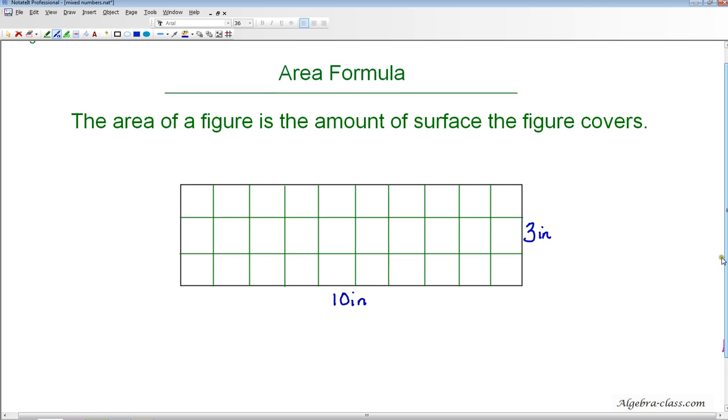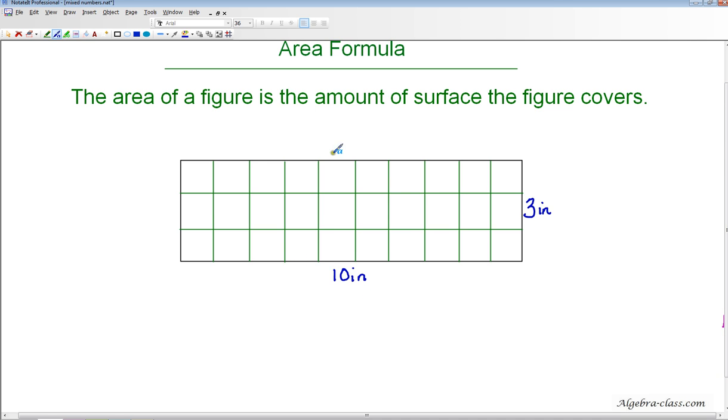Now, in order to find the area, we want to figure out how many squares total are on the inside of this rectangle. So we could count them, and if we counted them, we could count by 10. Since we have 10 going across, that'd be 10, 20, 30. And we know that our figure would cover 30 square inches.